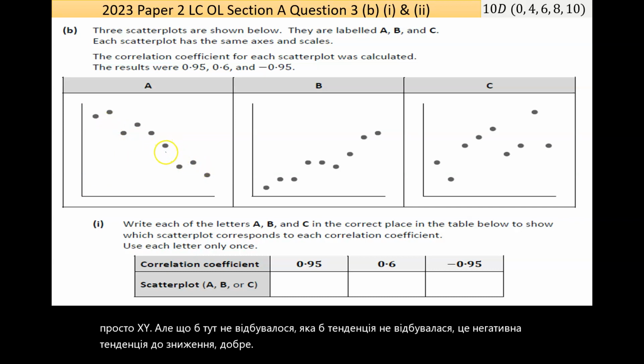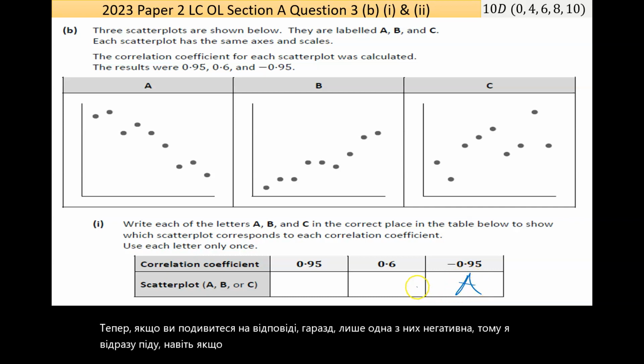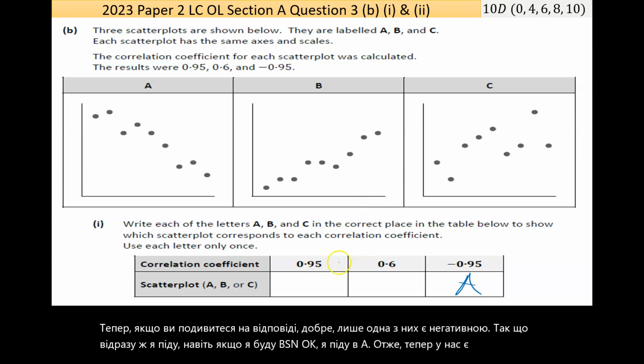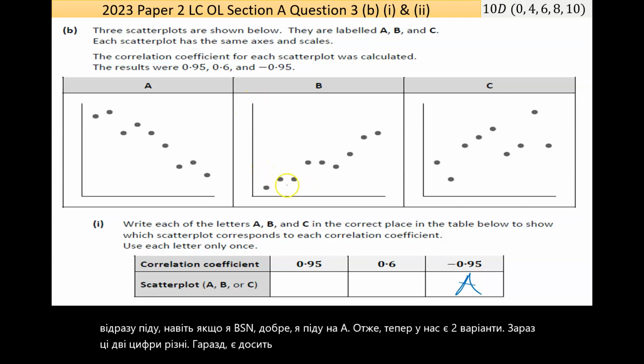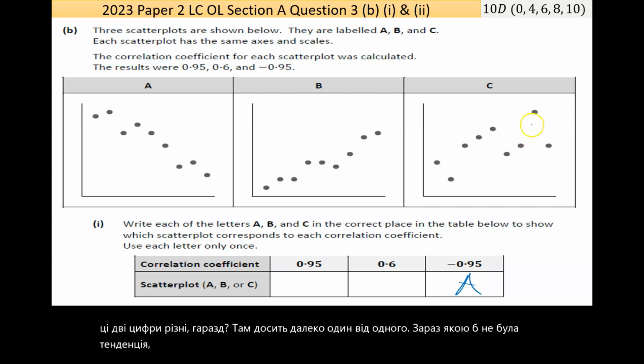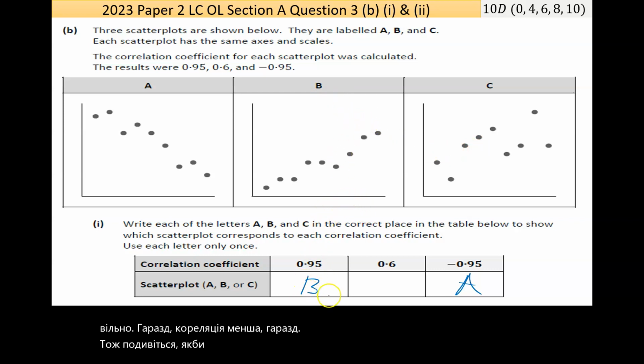Now, if you look at the answers, only one of these is negative. So straight away, even if I'm BSing, I'm going to go A. So now I have 2 choices here. Now, these 2 numbers are different, and they're pretty far spread apart. Whatever the trend is here, this is a positive trend. Now, so is this, but this is more diverse or more loose, okay? There's less correlation, okay? So if I was trying to guess, I'd call that B, and then you're left with C.